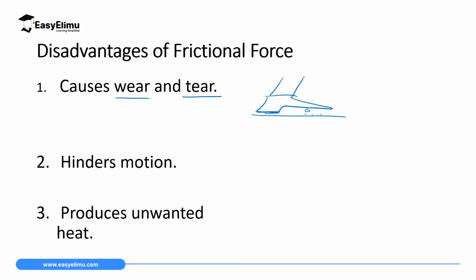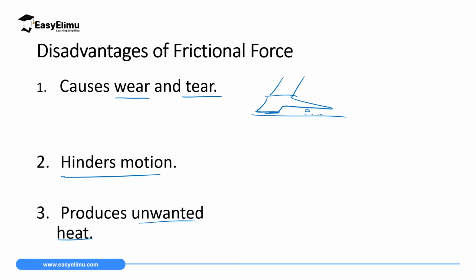Another disadvantage of friction is that it hinders motion. It sometimes stops motions which are necessary, motions which we want to occur, but friction hinders motion. And then the third one is that it can produce unwanted heat. Friction can produce unwanted heat, and this one you can do even at the point where you are. I want you to take your two hands and then rub them together. You rub your hands and then feel with your tip. What do you feel? Heat.